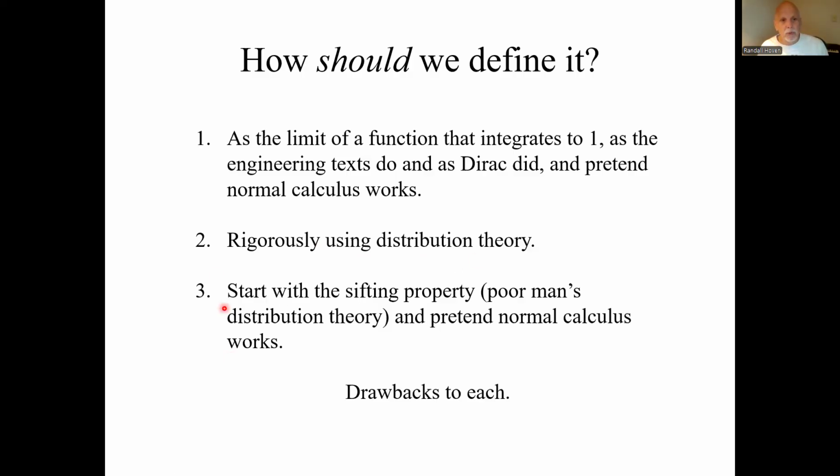A third approach, which I think I see in some places, is that instead of starting with it being a function that integrates to 1, you start with the sifting property. You define that as the defining property of the Dirac delta function. And then, like the first approach, you still treat it as a function and pretend normal calculus works.